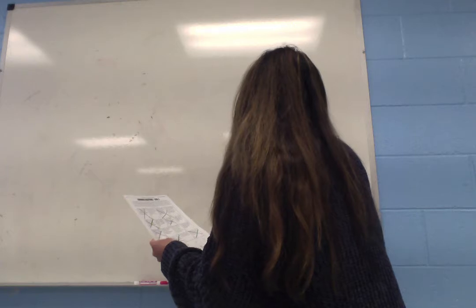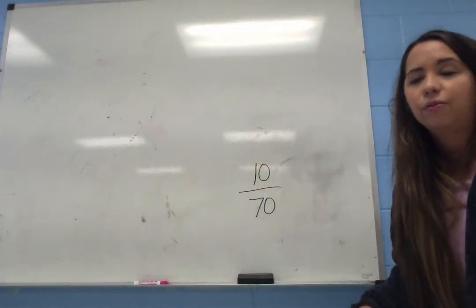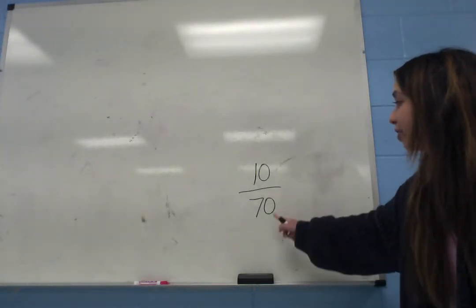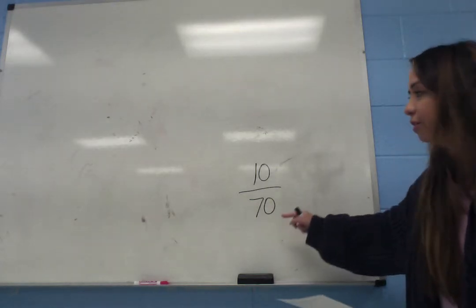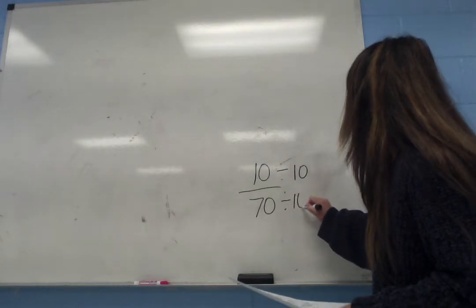Actually, I know you can. Ooh, look at 10/70ths. Well, can 10 go into 70? Yeah, you can skip. It's a multiple of 10, so you can skip count. So let's divide the numerator and denominator by 10.